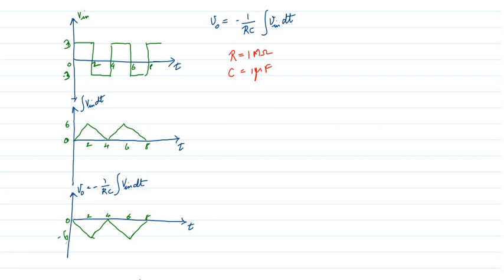But the expression is minus 1 by RC integral of input signal. So it is minus 1 by RC, which means what happens? RC is 1, so just a minus remains. So what happens? Instead of a positive triangle, I will get a negative triangle.